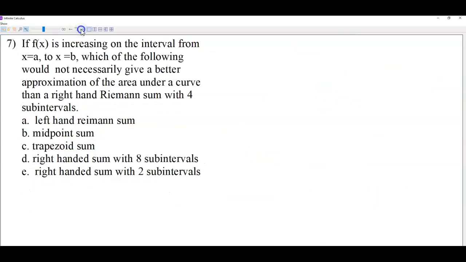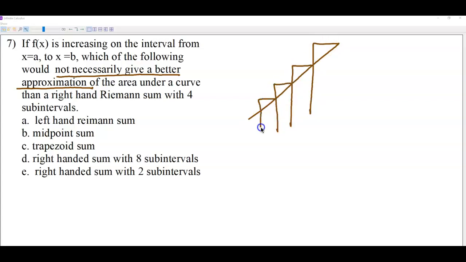So, we move on to number 7. If f of x is increasing on the interval from x equals a to x equals b, which of the following would not necessarily give a better approximation of the area under the curve than a right-hand Riemann sum with 4 subintervals? Okay, so notice it says not necessarily give a better approximation. So when you have an increasing function and you're doing a right-handed Riemann sum, it's an overestimate, right? If you do a left-handed Riemann sum, it's an underestimate.